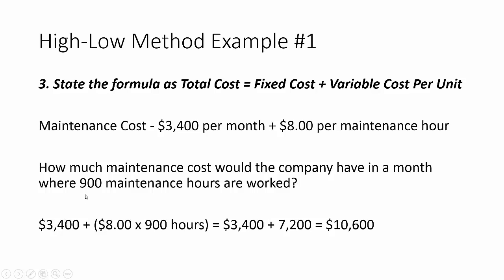Our cost in a month where 900 maintenance hours are worked will be 3,400, that's our fixed cost, plus the 900 hours times the $8 per hour, giving us $10,600.